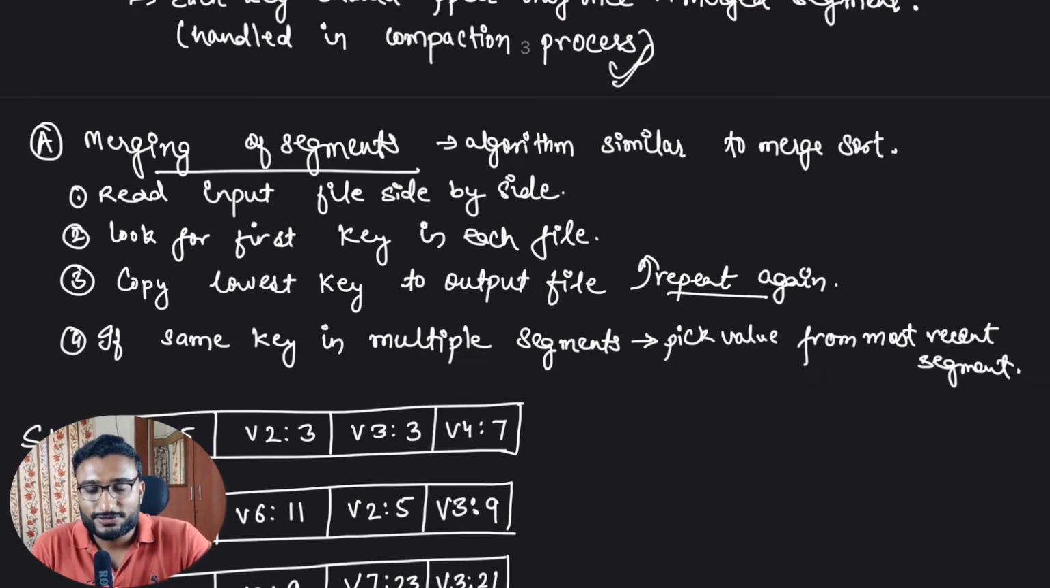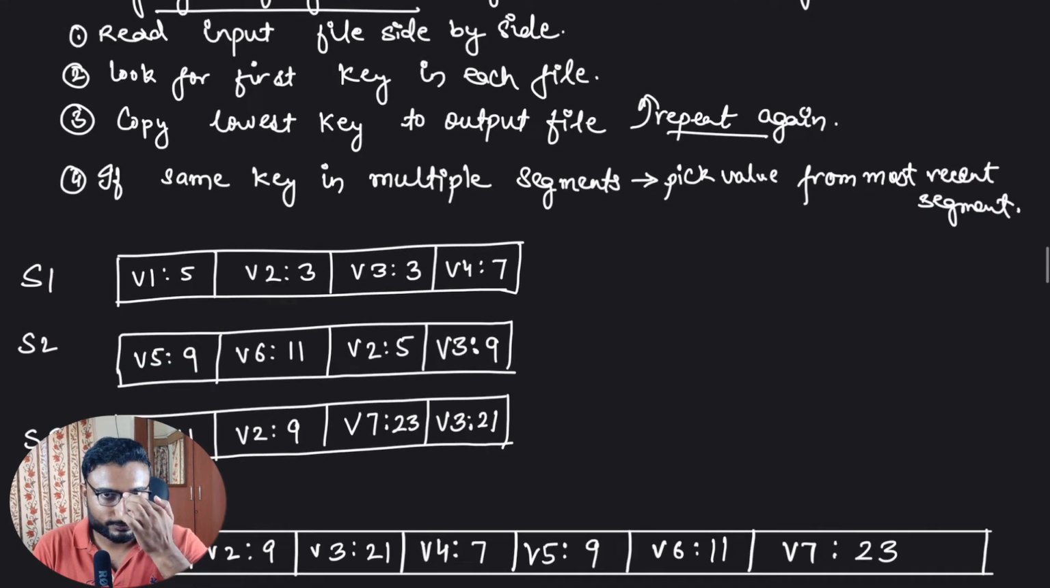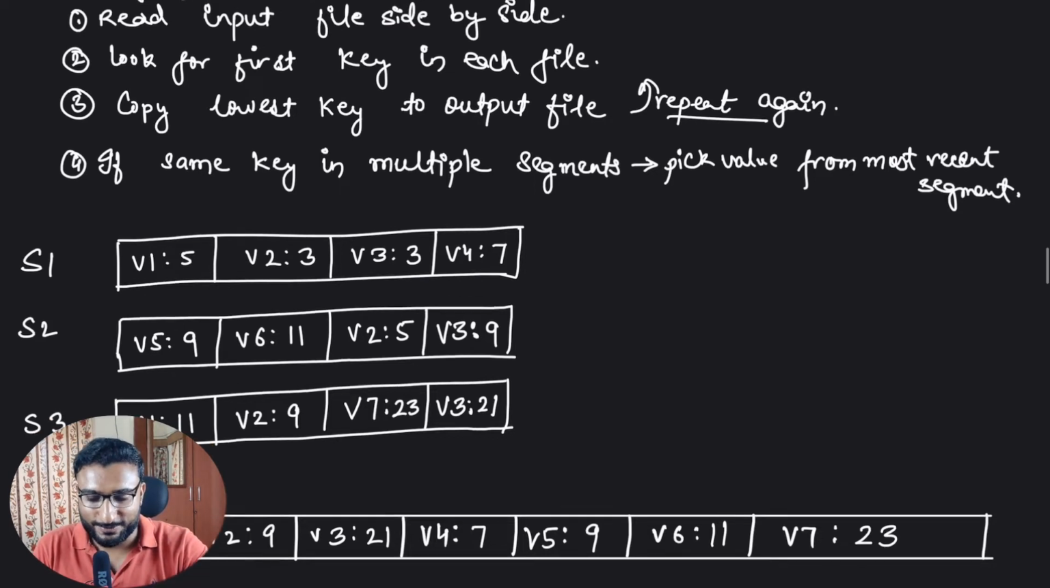Now merging of segments, how does this merging of segments happen? The algorithm is similar to merge sort. How will it work? Let's take this example. You might have solved that question on GeeksforGeeks or any platform like LeetCode, where there are multiple arrays given in sorted form, and you have to combine them or find the minimum kth element. So it's kind of similar to that.